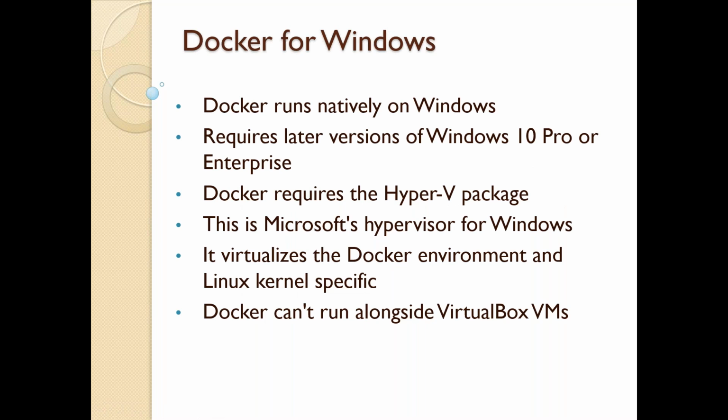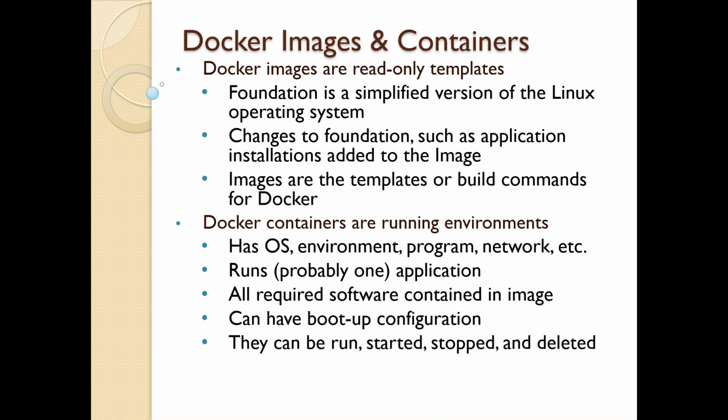So Docker runs natively on Windows. It requires a later version of Windows 10 Pro or Enterprise. You cannot have Home Edition or the previous Windows 10 edition. Docker requires the Hyper-V packages to be enabled. This is Microsoft's hypervisor for Windows. So it runs kind of a virtual machine. It virtualizes the Docker environment and Linux kernel specific. Docker cannot run alongside your Oracle VirtualBox VM. If you have any Oracle VirtualBox, you will not be able to run your Docker.